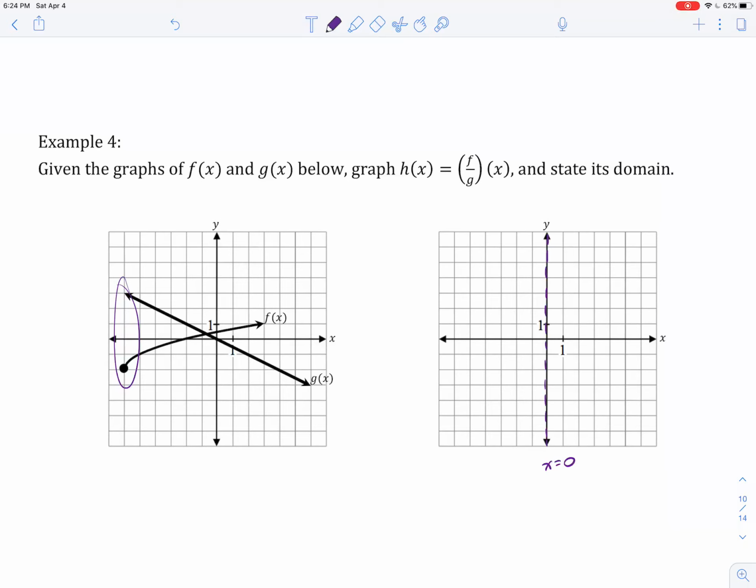Over here, for example, f is negative 2, g is 3. So we've got a value of negative 2/3. Not the prettiest thing in the world to try and plot, but it's kind of like there. What else could we possibly get? Well, over here, f of x is 0. 0 divided by any non-zero real number is 0. Okay, so we can get that.